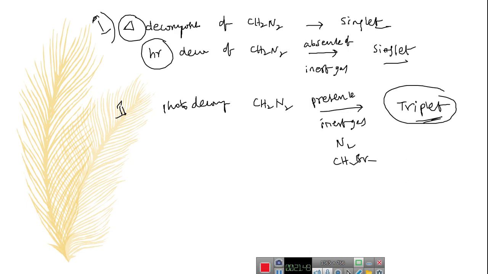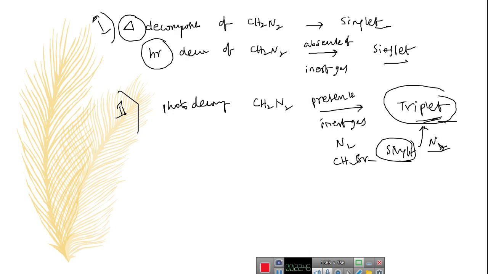So to get singlet carbene, you can do the thermal decomposition of diazomethane or the photochemical decomposition of diazomethane in the absence of inert gas. Whereas photochemical decomposition of diazomethane in presence of a large amount of inert gas like nitrogen gas or inert solvent like dibromomethane first produces singlet carbene. Then they collide with the nitrogen molecule and lose energy to give the lower energy triplet carbene. Ultimately you will get a triplet carbene, but first you get singlet carbene, then it collides with the nitrogen gas and gives the lower energy triplet carbene.